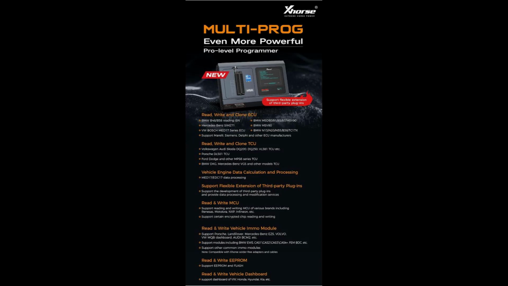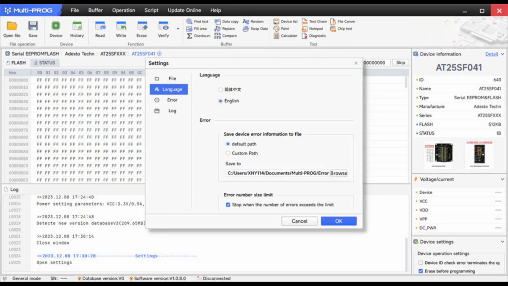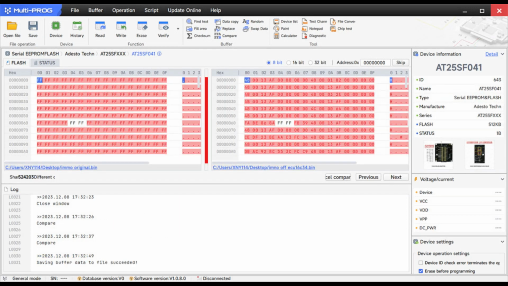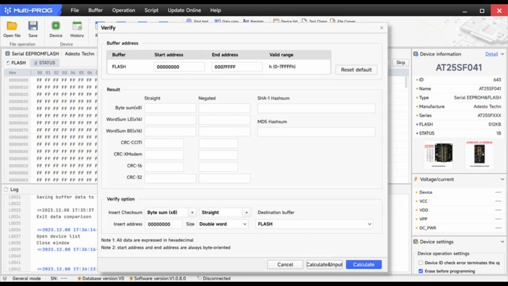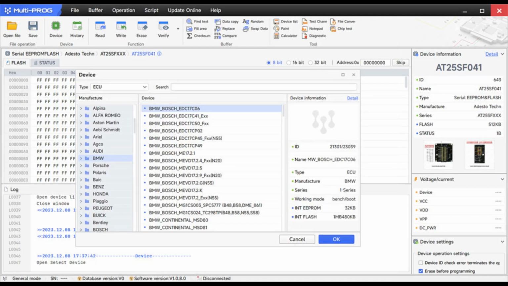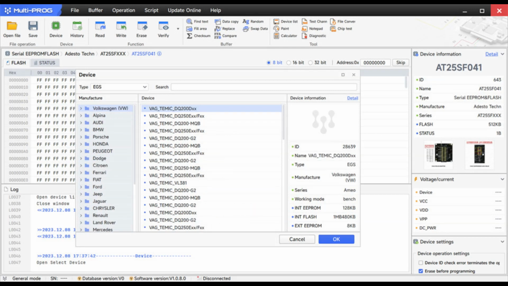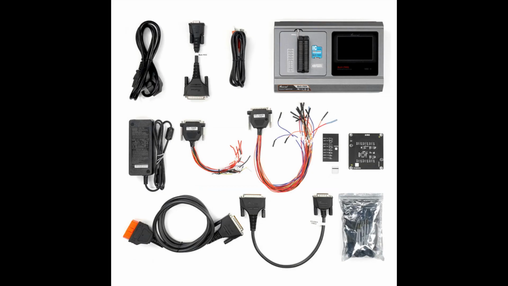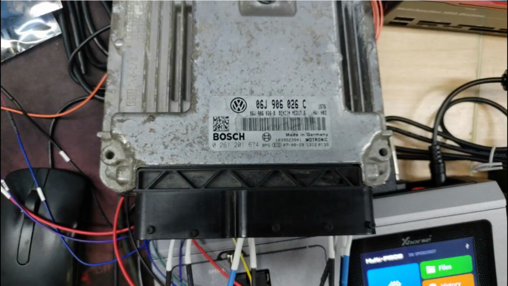ECU R/W on bench mode for VW, BMW, Mercedes-Benz, GM, Nissan, Hyundai/Kia, Ford, Volvo, and more. ECU R/W on boot mode for VW, BMW, Mercedes-Benz, Nissan, GM, Hyundai/Kia, and more. TCU R/W on bench mode for VW, BMW, Mercedes-Benz, Ford. TCU boot mode for Ford, ZF.